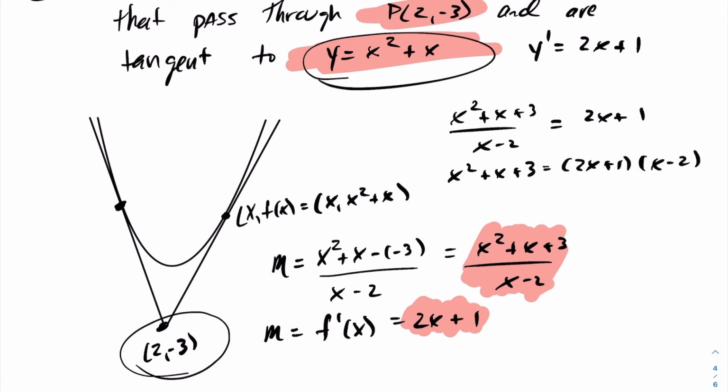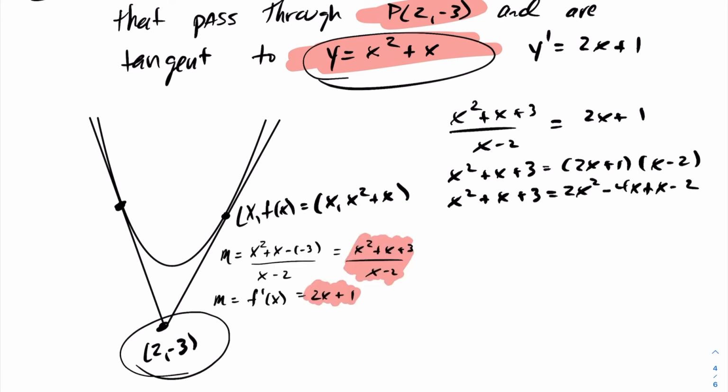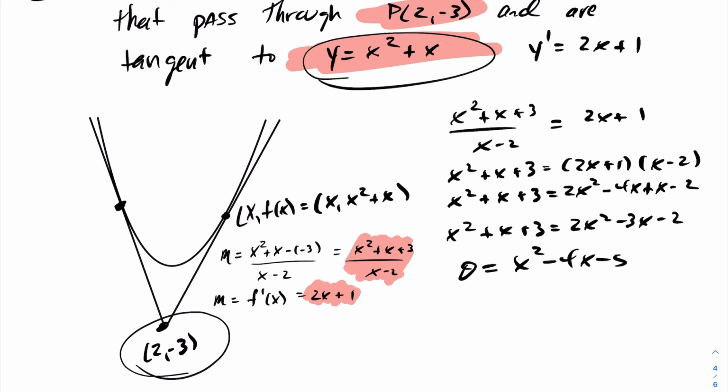by x minus 2, in which case I get x squared plus x plus 3 equals 2x squared minus 4x plus x minus 2. Making a little room for ourselves here, we have x squared plus x plus 3 equals 2x squared minus 3x minus 2. Bring everything to one side, we get 0 equals x squared minus 4x minus 5, and this will actually factor quite nicely into x minus 5 times x plus 1.